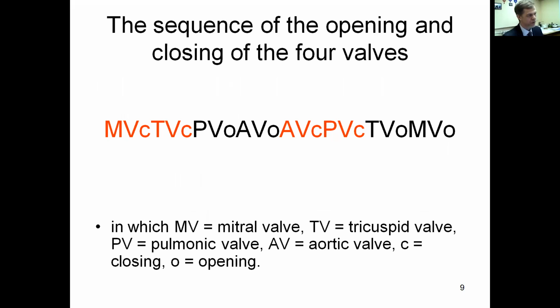You see, this is a lot of characters. This is just the sequence of the opening and closing of the 4 valves. You see that first, at the beginning of systole, the mitral valve closes and then the tricuspid valve closes, then pulmonary opens, aortic opens, then aortic closes, pulmonary closes, then tricuspid opens, mitral valve opens. Why is it red? Because this is closure. Only closure of these valves we can hear as sounds. And again, as mitral and tricuspid valves close simultaneously, we have the first sound. Then aortic and pulmonary close at the same time, and we can hear the second heart sound.